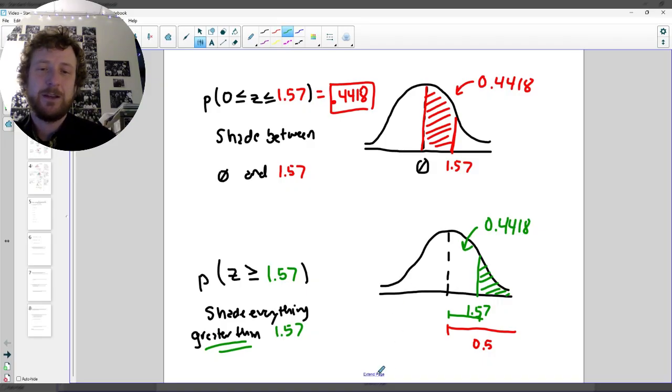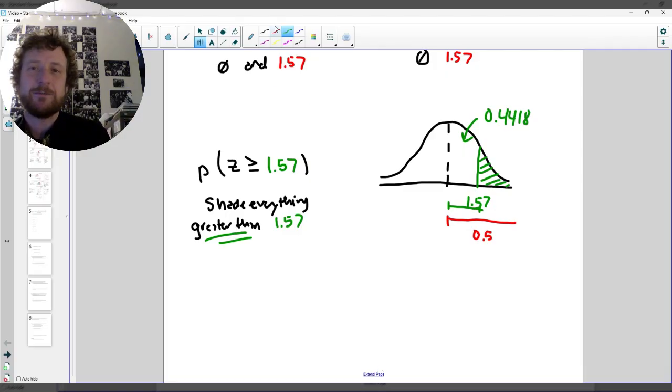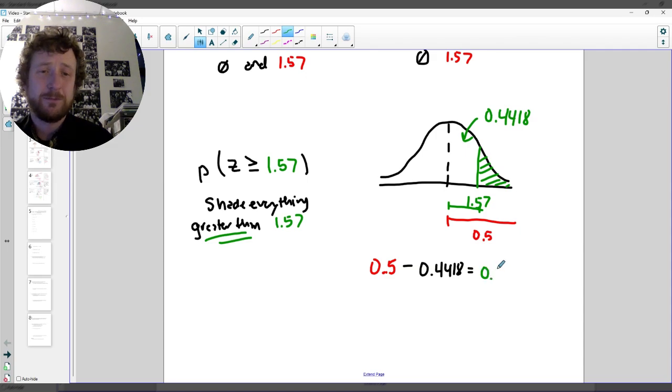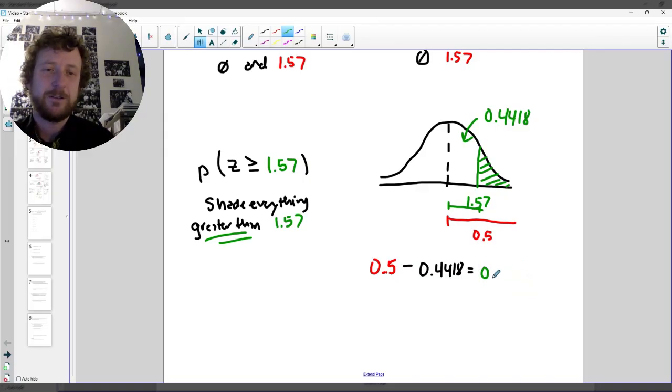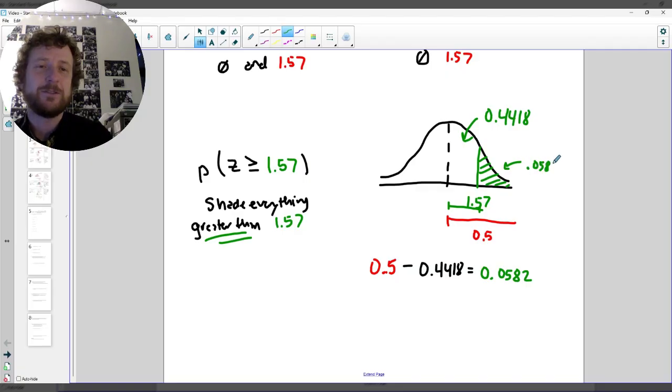Let me extend my page. So then that's literally all I'm going to do, I'm just going to say 0.5 minus 0.4418. And that gives me a final percentage of, what is this? Let's see my own work. Nope, it's 0.0582. Oh my goodness, 0.0582. So this in here is 0.0582. It's about 6%. It's not very much.